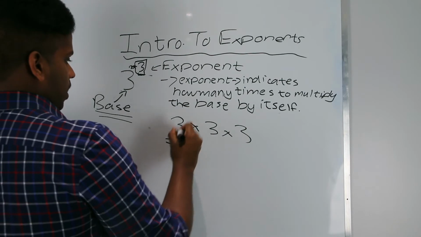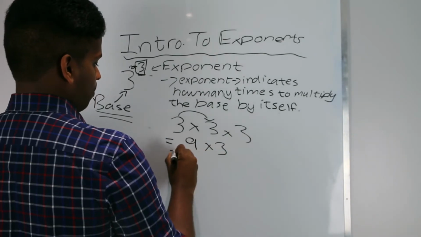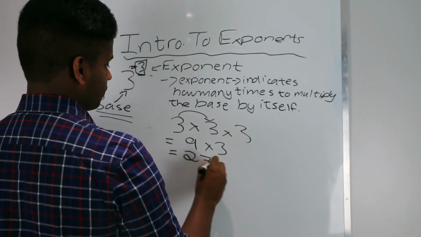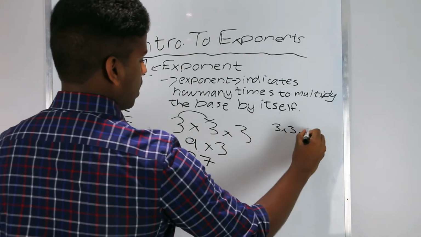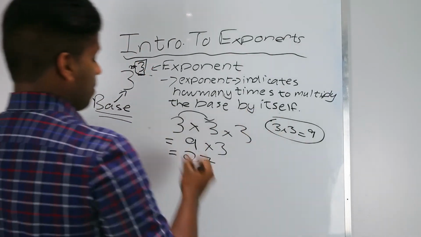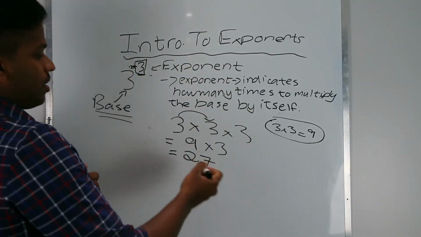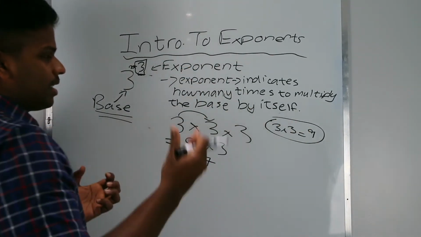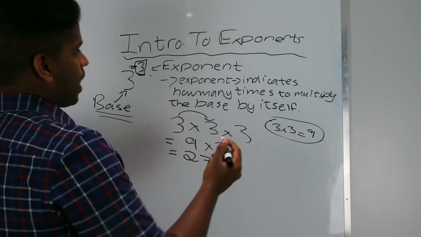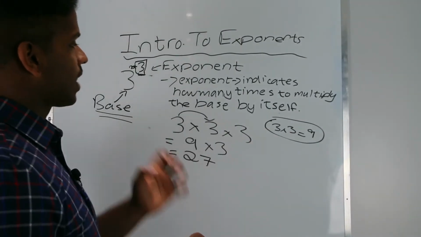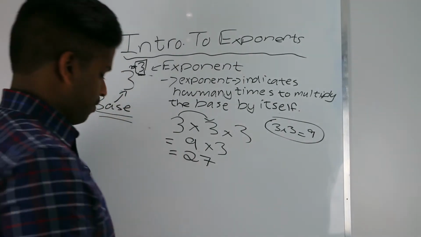So 3 times 3 is 9, and 9 times 3 is 27. See how before we had 9 when we did it the wrong way, which is what people usually do at first. But after we use our definition of the exponent, we get a different answer. That is the difference between exponents and a regular multiplication problem. To summarize, exponents indicate how many times we should multiply the base by itself.